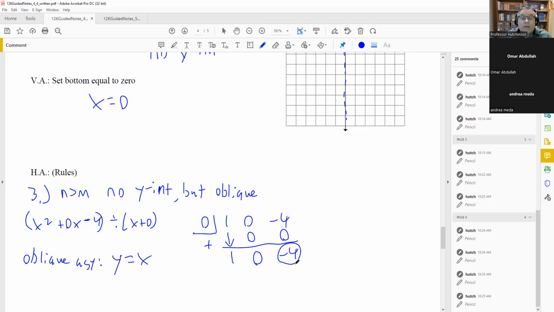The remainder, I mentioned this yesterday, you never include the remainder as part of your equation. So whatever the remainder is, ignore it and just do the quotient part. So I have x plus, technically I have x plus 0 is what that equation actually is. That's the equation of my oblique asymptote.